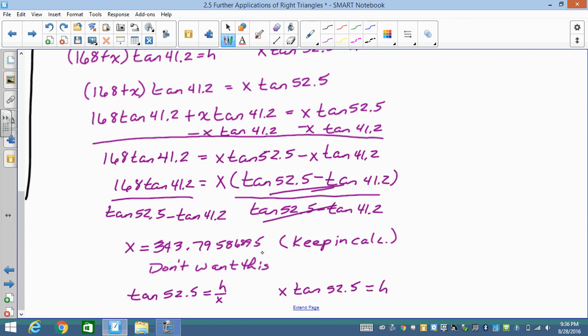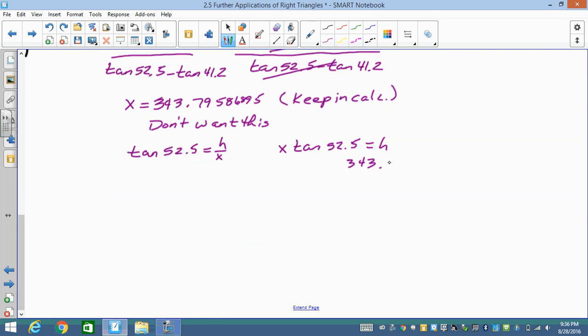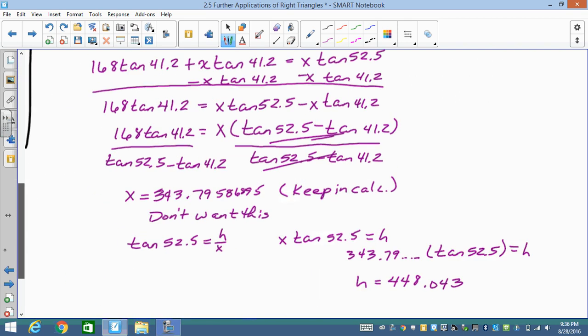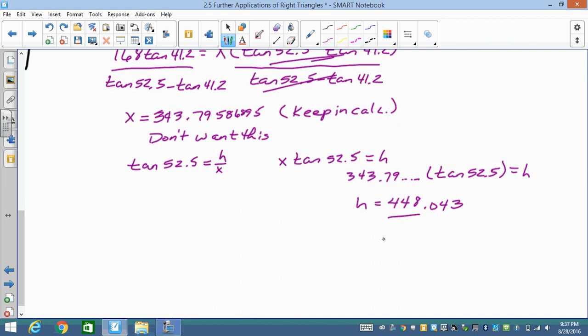Now keep in mind x is all of this, so 343.79 and so on times tangent of 52.5 equals h. And you throw this back into the calculator, and h is going to give you 448.043. Now I didn't identify significant digits, so we'll come back here and look at that. 3, 3, 3, so 3 significant digits, which would give us just the 448.